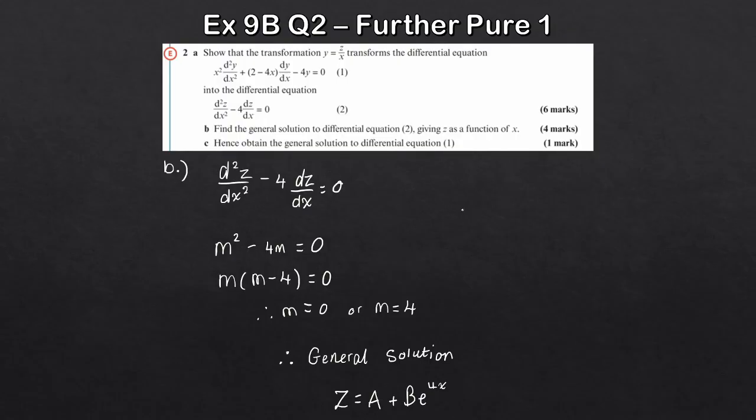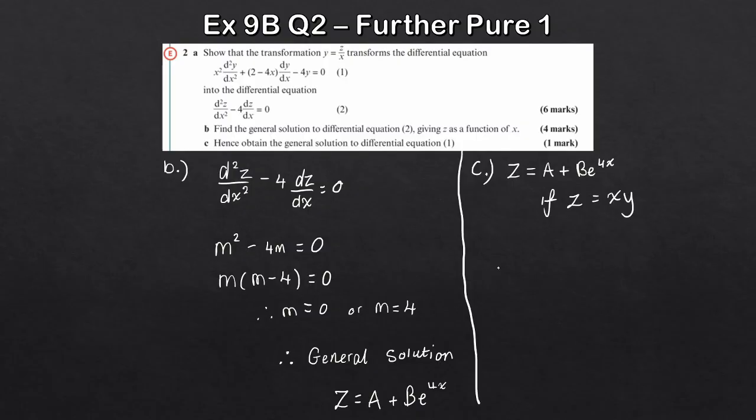And then part C is just a one marker, so we shouldn't expect that much work. And the fact that it's a hence question means we're probably going to have to use a general solution. So let's consider this general solution here. So z equals a plus b e to the 4x. Well, if z is equal to xy, then what we can do is use this fact here. So xy is equal to a plus b e to the 4x.